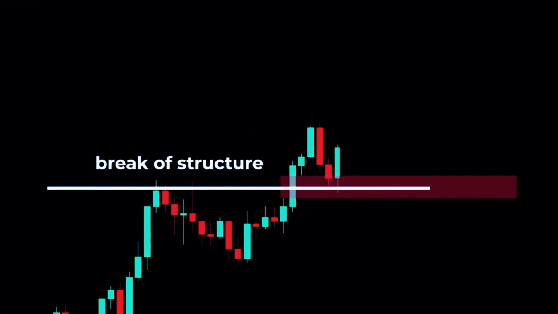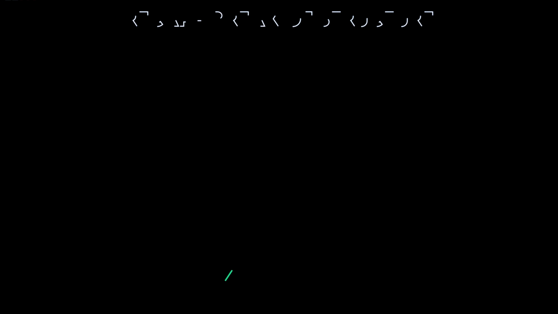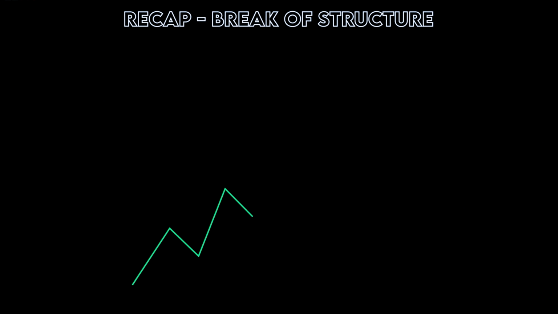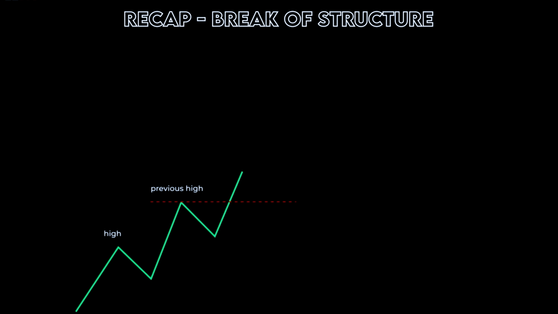Moving on to number 5, fair value gaps that form after a break of structure are gold. If you manage to spot these types of fair value gaps, they have one of the highest win rates compared to other setups. To recap, here's a quick explanation of what a break of structure is. During an uptrend, whenever the price breaks a previous high, that's called a break of structure. A previous high refers to the highest price point reached before the price pulls back or retraces.